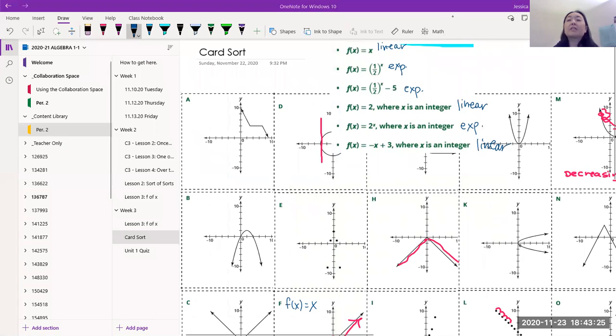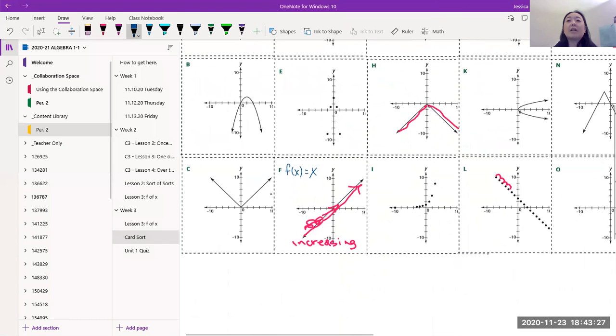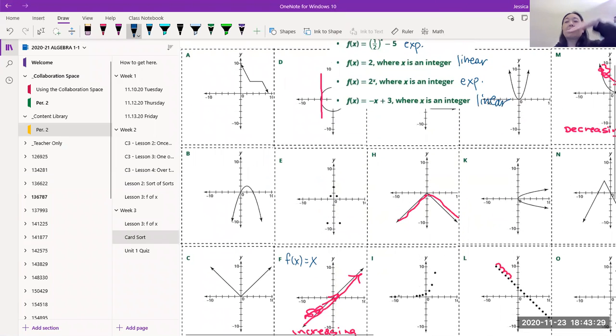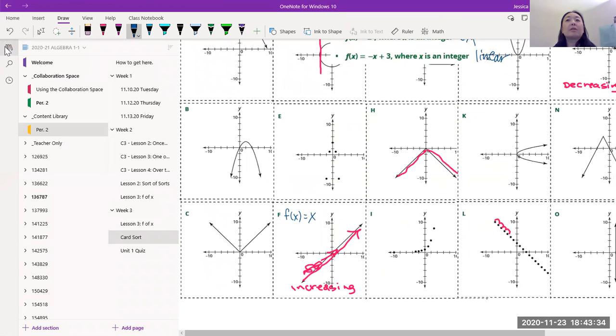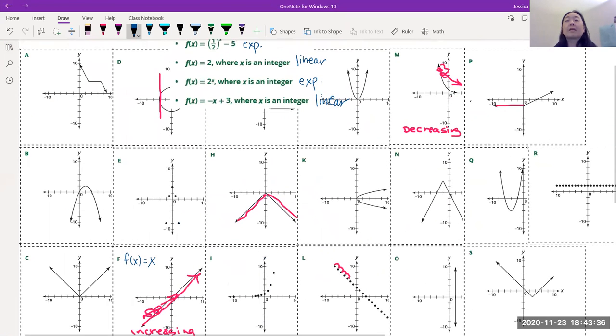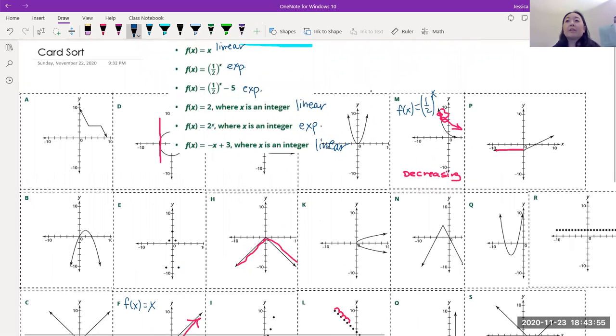So we're going to take a look at this guy right here, and we're going to see, is there anything like that where it decreases? And I'm going to just move this on over. Oh, just go like that. And we're like, oh, it's right here, decreasing, right? So this is going to be our f of x is equal to 1/2 to the x power. All right. There we go.